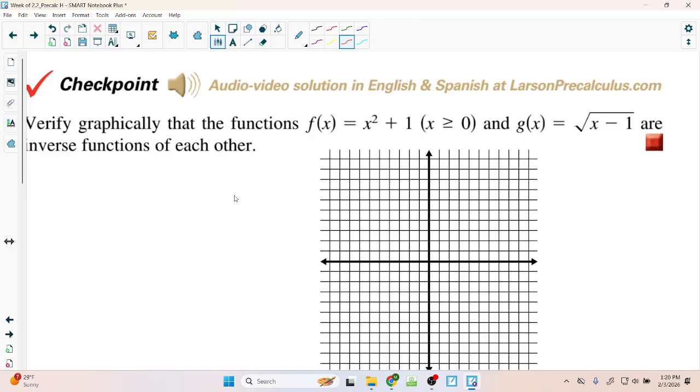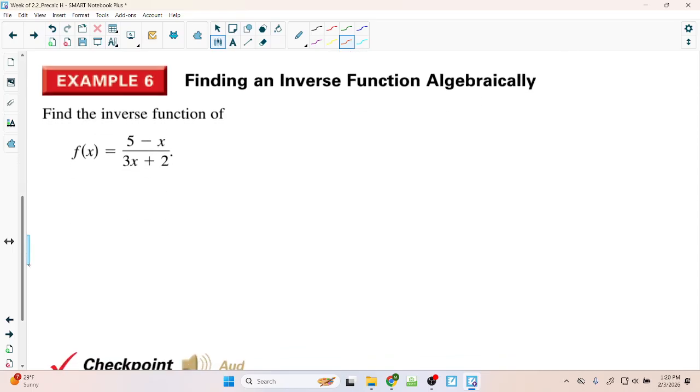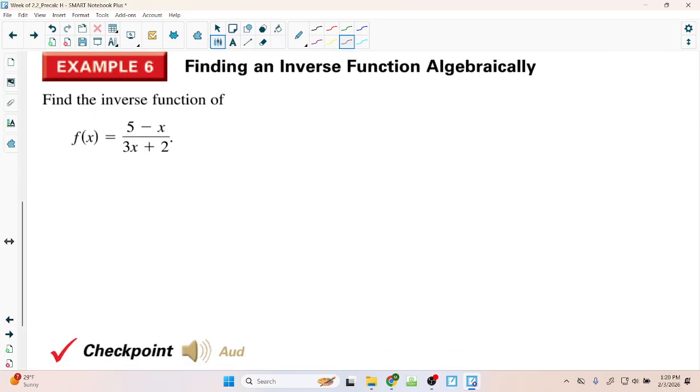So verify graphically that these functions are inverses. I will kind of do this. Actually, I'm going to skip it. I'm just going to go right here and find it algebraically, because you kind of already did that one. So what we're going to do is find the inverse of this function. Do you have this on your sheet? Just want to double check, yeah? Okay, cool. Because I skipped around a little bit.